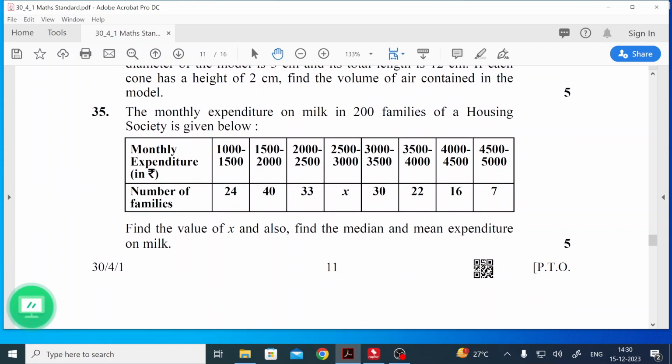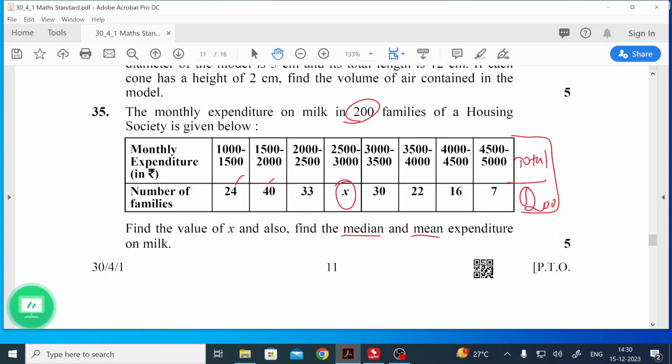I think this is also book back, or what? It is a single missing frequency. They are asking to find the median and mean. Monthly expenditure on milk of 200 families. 200 is given, so X is very easy to find. The total is 200. If they give it like this, add everything and subtract from 200. That is X.